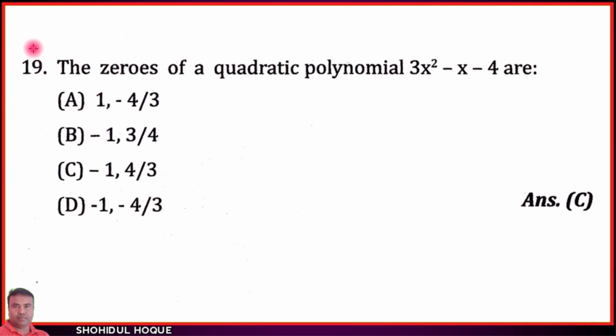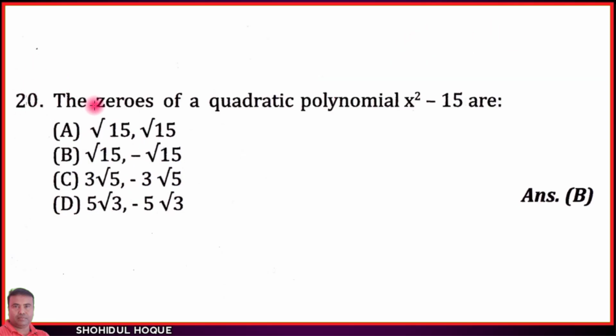The second formula is also established, 1 by k square. Alright. Next, question number 19. The zeros of the quadratic polynomial 3x square minus x minus 4 are: Option A, 1 and minus 4 by 3. Option B, minus 1 and 3 by 4. Option C, minus 1 and 4 by 3. Option D, minus 1 and minus 4 by 3. Correct option C, minus 1 and 4 by 3. Alright. To find this, we have to solve the equation.